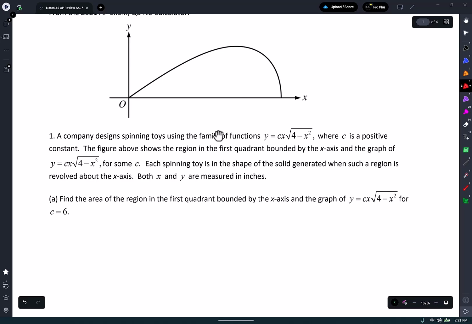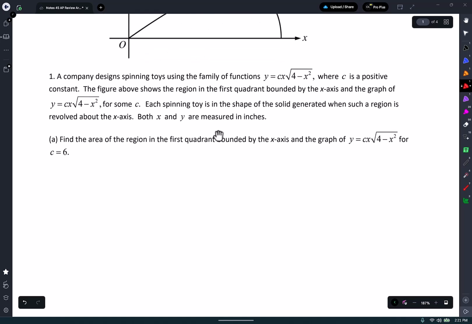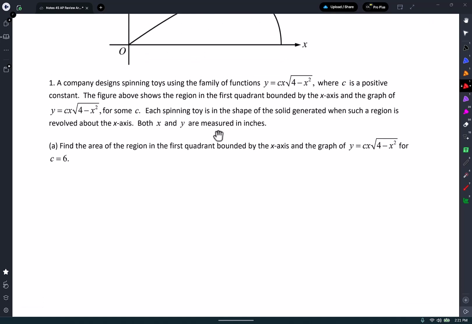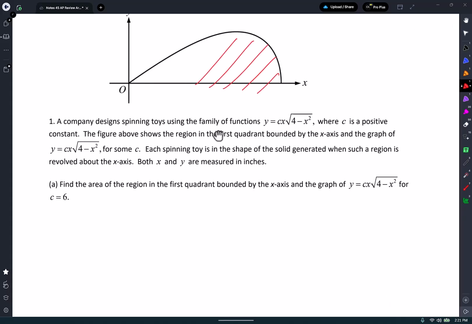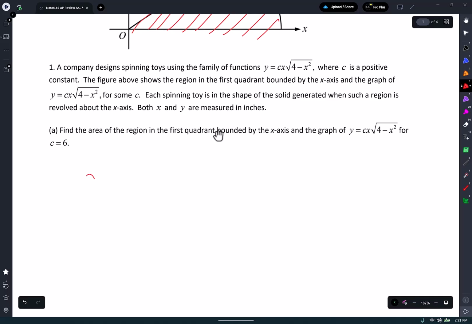Yeah. So here we go, guys. Find the area of the region in the first quadrant bounded by the x-axis. Okay, so they're talking about this. Find this area just right now. So they're trying to test to see if you know how to find that. So we're going to go integral.